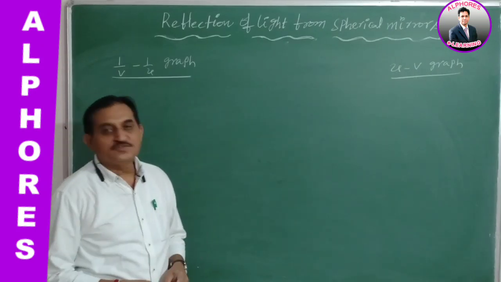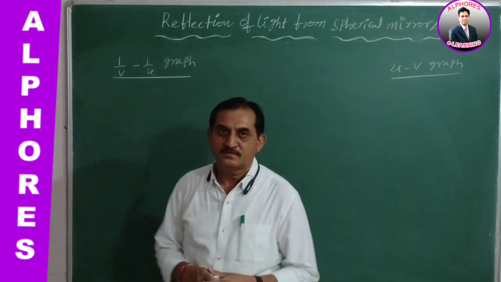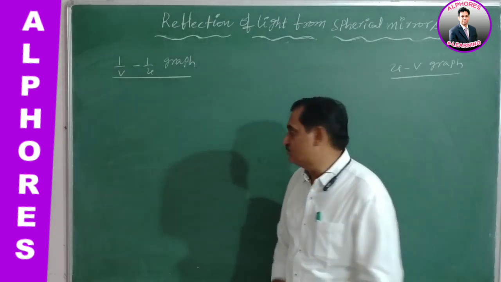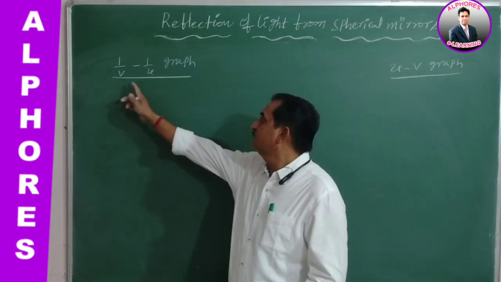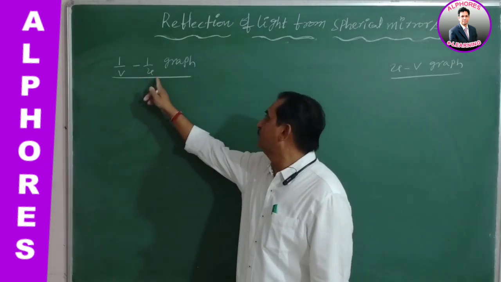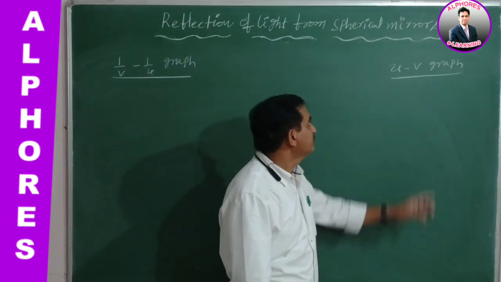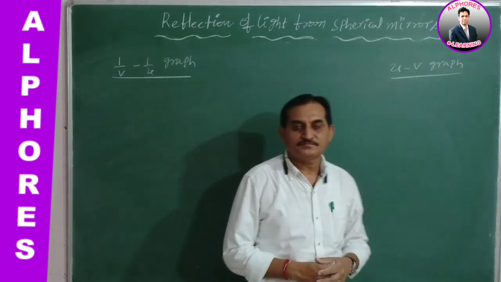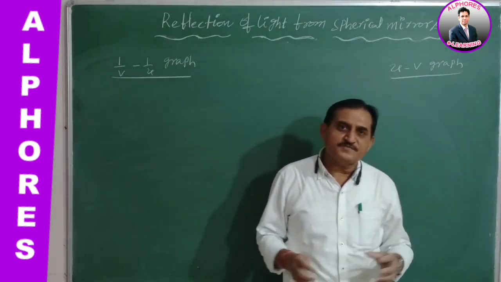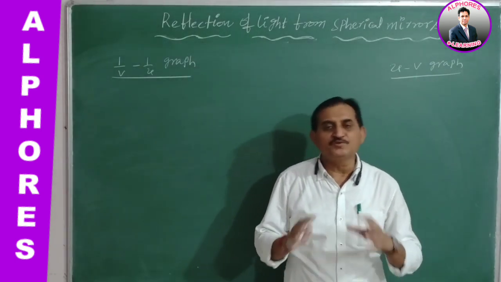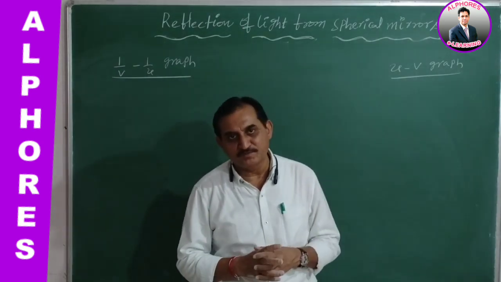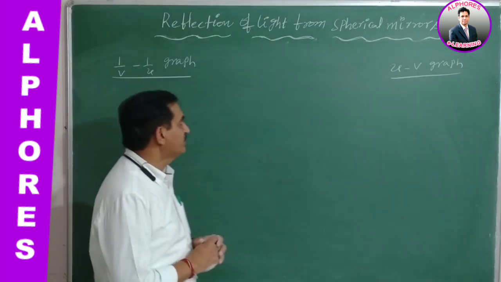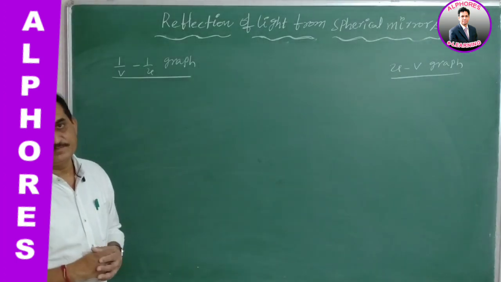Yeah. Let us go for the graphs. Graphs of spherical mirrors. There are two kinds of graphs. One is the 1 by V, 1 by U graph. The other one is the UV graph. These graphs also play a main role in solving graphical problems: the 1 by V, 1 by U graph and the UV graph.